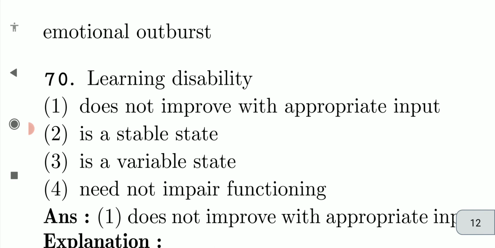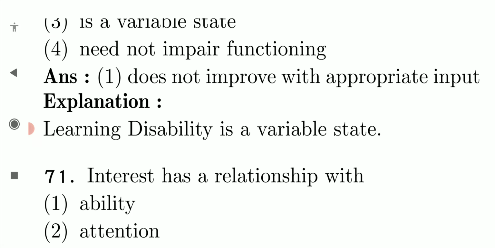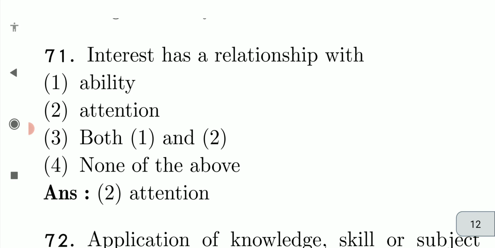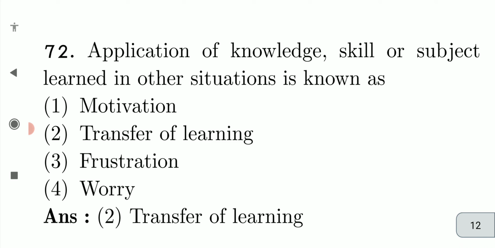A learning disability does not improve with appropriate input; it is a disability, so it cannot be improved. A learning disability is not a variable state. Interest is in relationship with attention. Then the application of knowledge, skill or subject learned in another situation is known as transfer of learning.